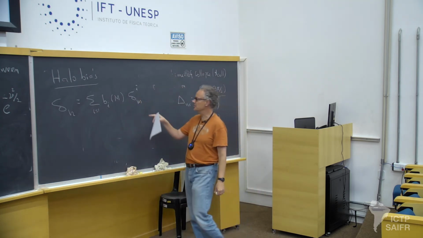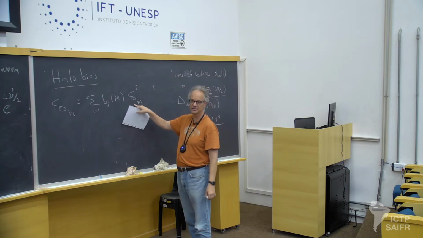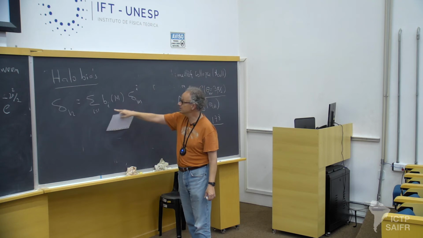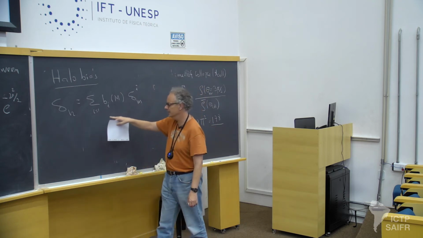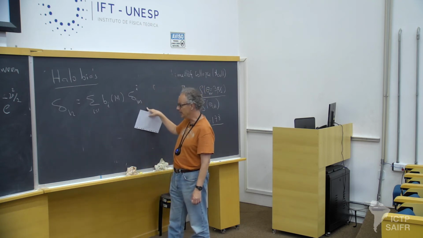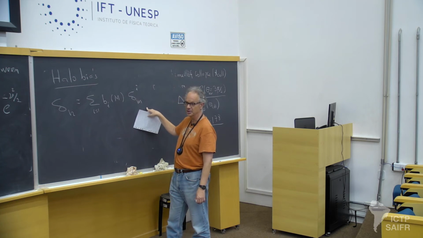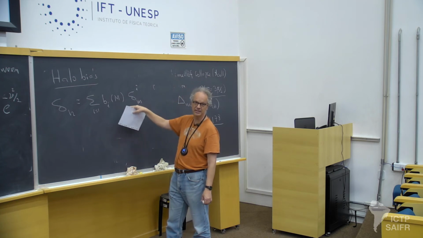So the simplest approximation is just to have a linear relation, which is called linear bias. If you have only the first term, it's a linear relation between the halo density and the matter density perturbation. But you can have quadratic bias, etc.